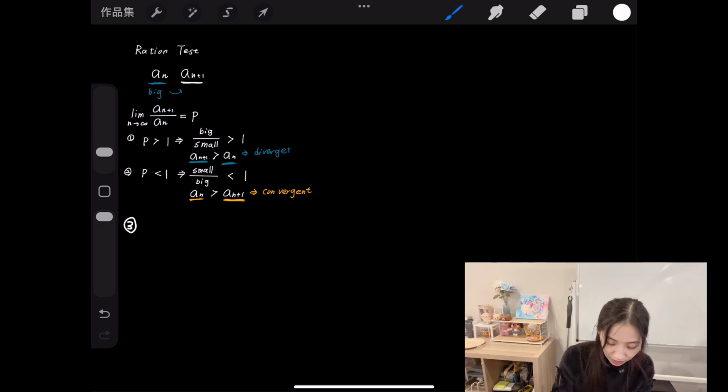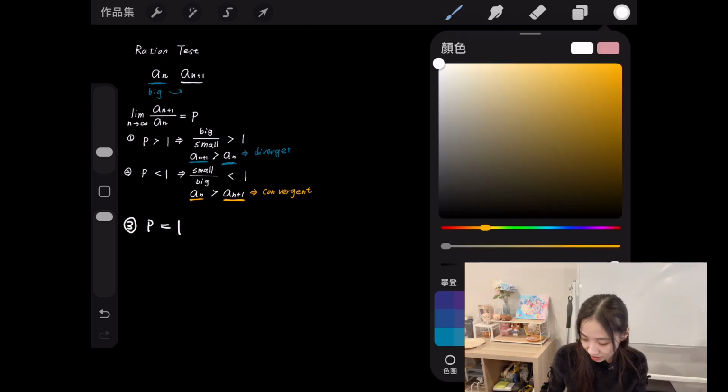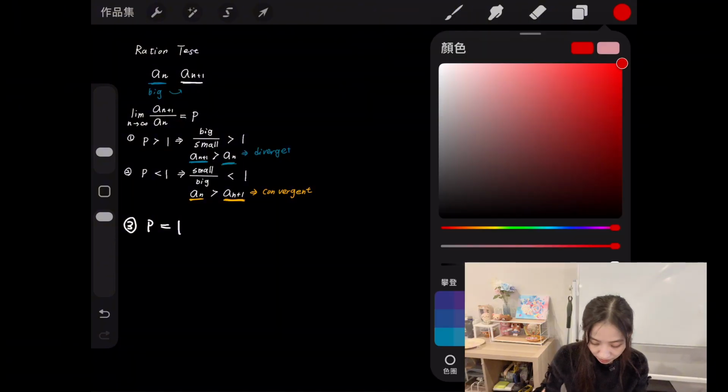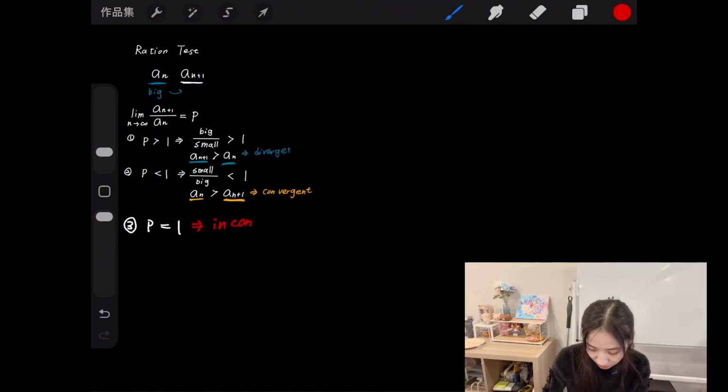But what if p equals 1? What does that mean? You don't know, so it's inconclusive. So if it is inconclusive, then you will need to use another test to see if this one is convergent or divergent.